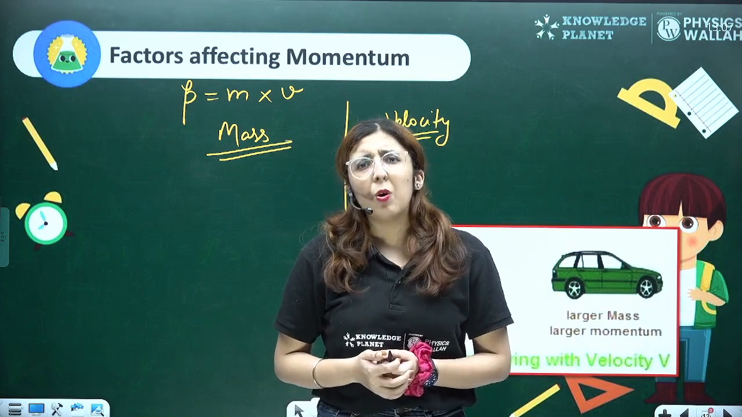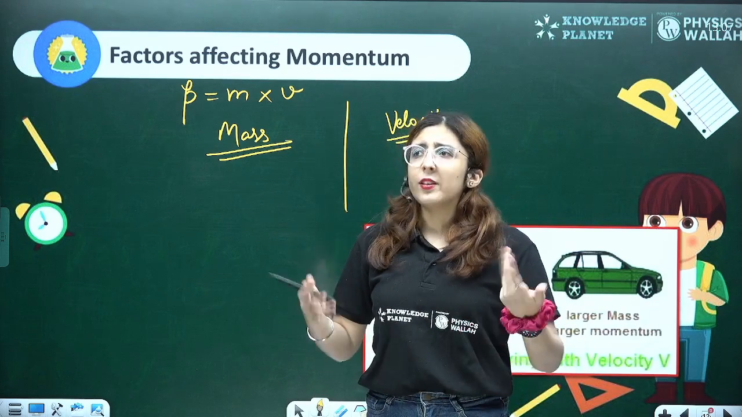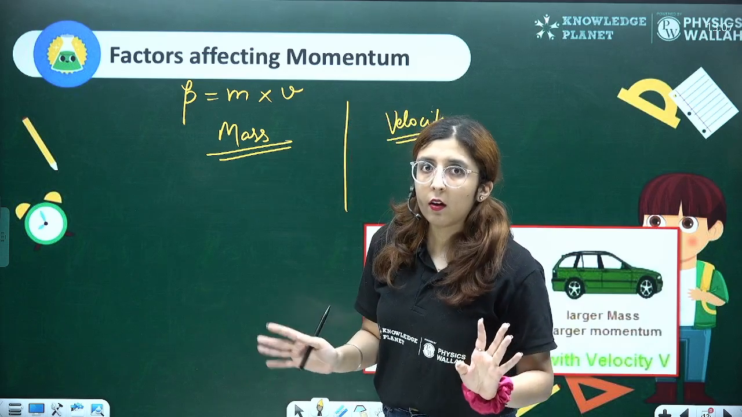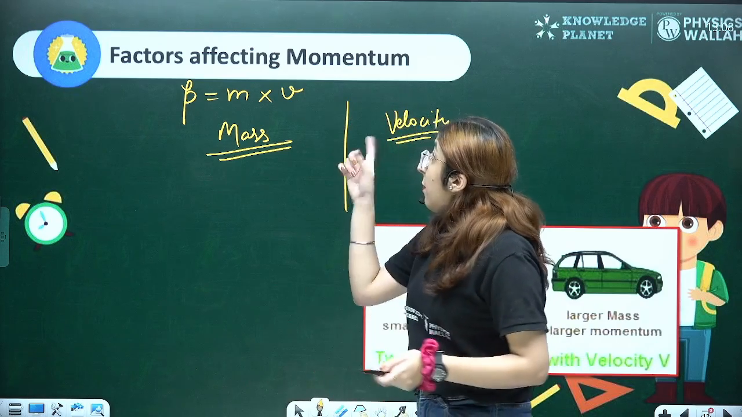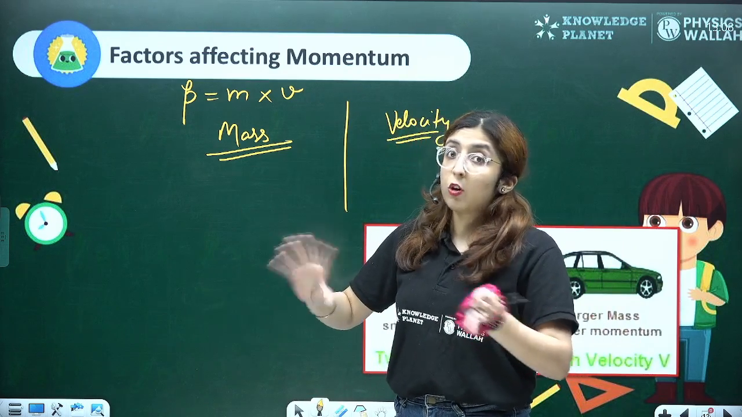If I tell you to go and stand in front of a boy running at a speed of 20 km per hour, you'll say, okay, still I can try to stand over there. So understand momentum as the hurt, how much hurt you are going to get. More the mass, and of course, more the speed.